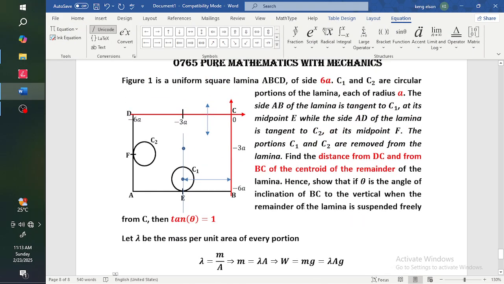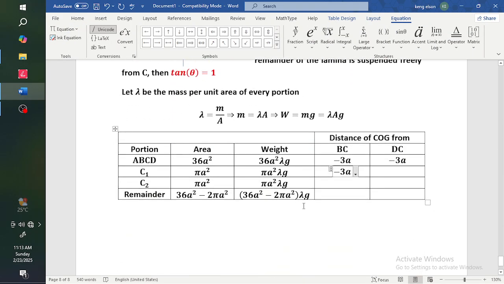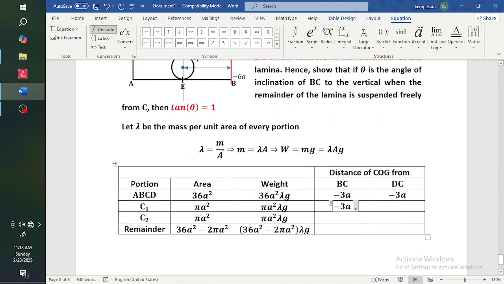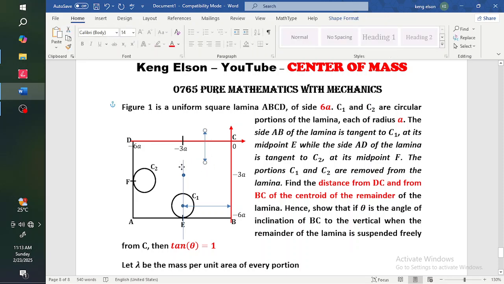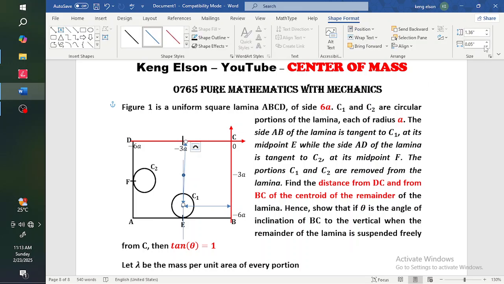Now, what about the distance from DC? So the distance from BC is minus 3a. What about the distance from DC? So we now need the vertical distance. We need the distance from the center right up till DC. So we need this vertical distance. How do we get that vertical distance? Let me put it in red. Okay, we need that vertical distance. How do I get that vertical distance?